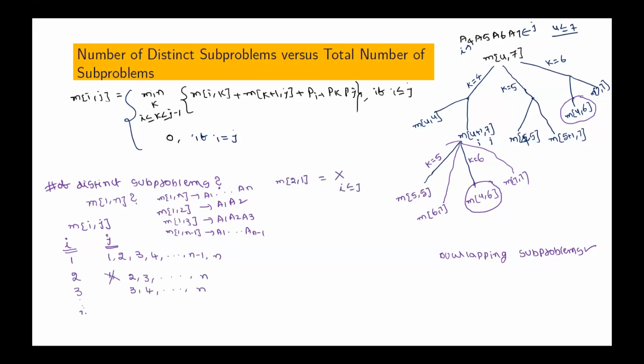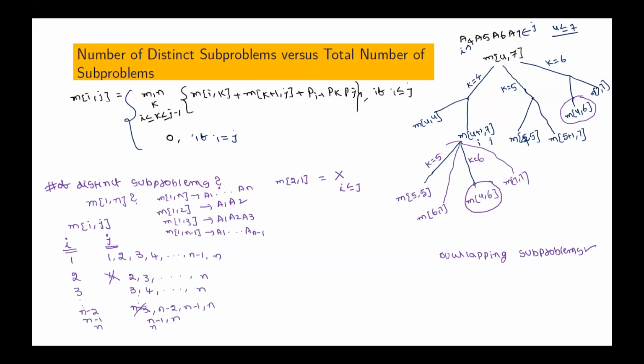And so on. When i equal to n minus 2, what are the valid subproblems? j equal to n minus 3, is it valid? No. n minus 4, is it valid? No, only n minus 2 or n minus 1, even n also. If it is n minus 1, what are the valid ones? If it is n, what are the valid ones?